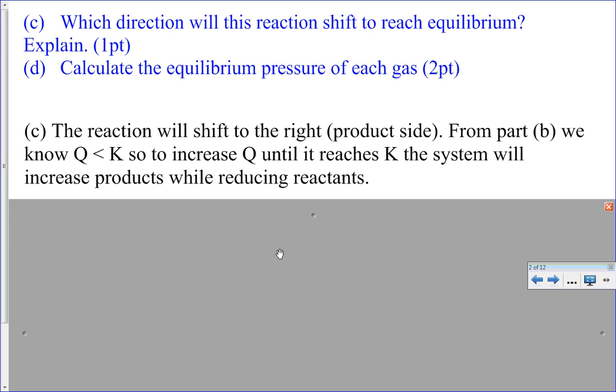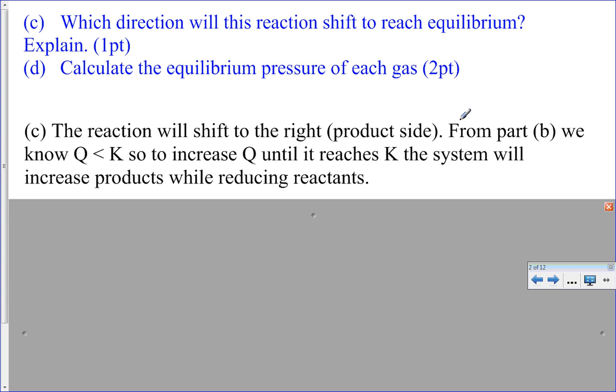All right, then what direction? Okay, it's important to answer these in this fashion. What direction will it shift, and then explain. So the first thing I say is the direction it will shift. The reaction will shift to the right. All right, now also product side. Anything that indicates that you understand that it's going to shift in that direction will work.